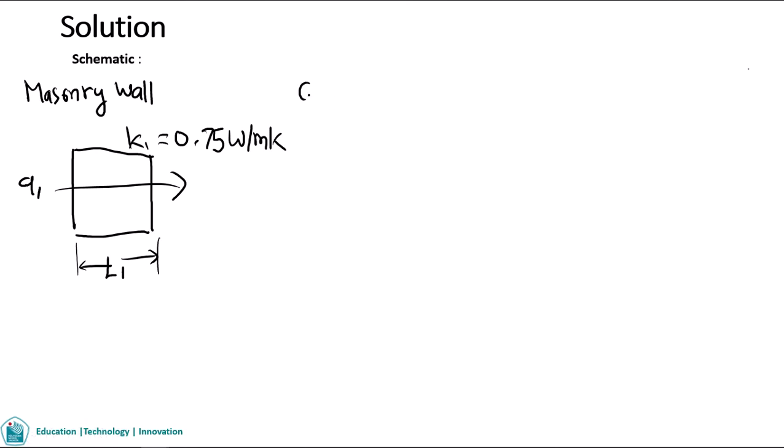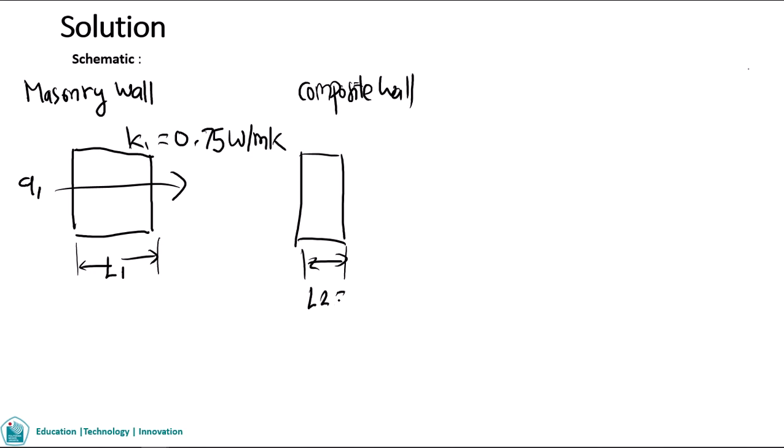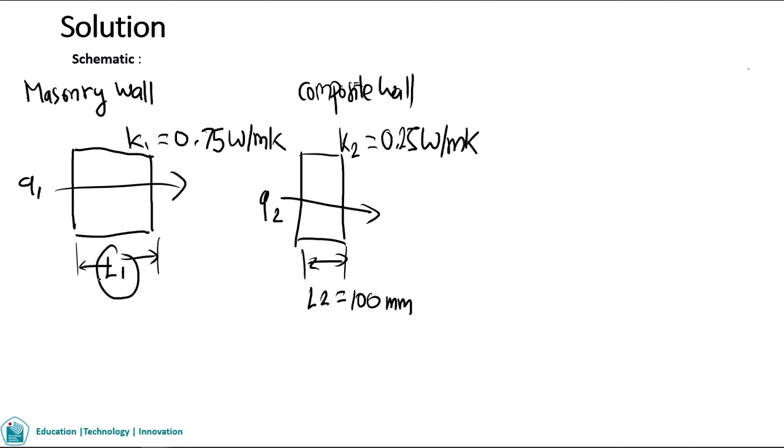And next, for the composite wall, for example, this is the wall, and this is the thickness L2 equal to 100 millimeter, and this is Q2 with K2 equal to 0.25 watt per meter Kelvin. Remember, we need to find L1.